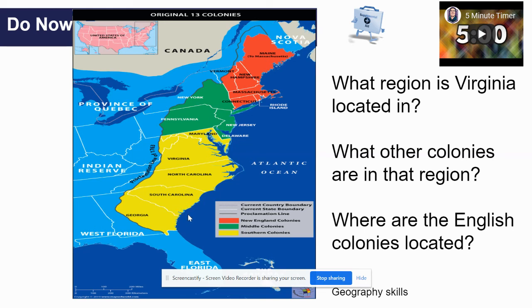Okay, so your geography skills, you should have been able to identify the legend. You should have been able to identify the colonies in the Southern colonies. You should have been able to identify the New England, Middle, and Southern colonies along the Atlantic coastline.